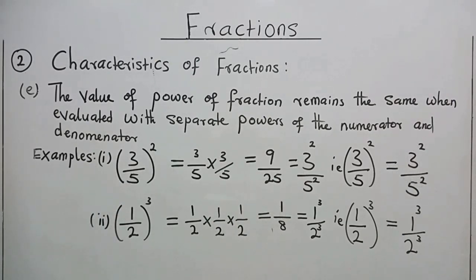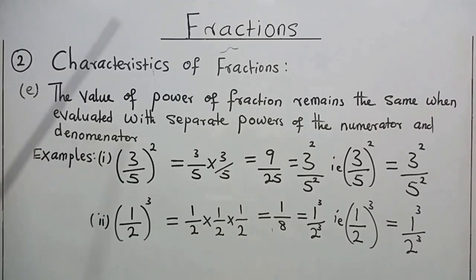Let us do likewise to example number 2. We have 1 over 2 all to the power 3. What does this mean? It means let whatever is in this bracket keep multiplying itself and appear 3 times in the process of multiplying itself. Therefore, how many times will this 1 over 2 multiply itself? 3 times. Please see it happen here. 1 over 2 times 1 over 2 times 1 over 2. That means that this 1 over 2 has appeared 3 times in the process of multiplying itself.